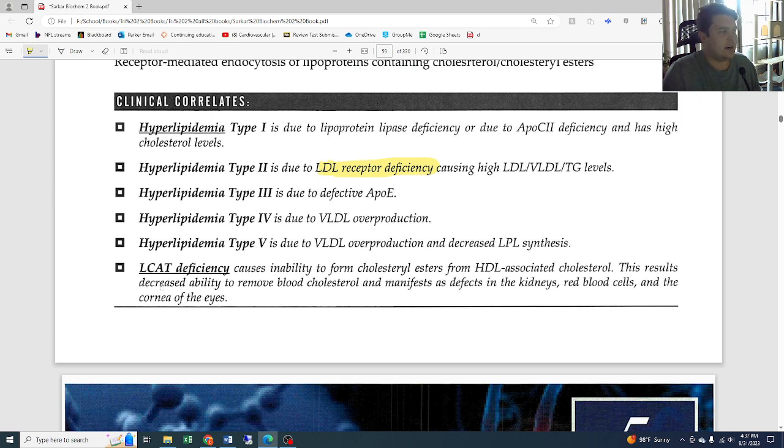We can also have LCAT deficiency, which causes an inability to form cholesterol esters from the HDL-associated cholesterol. This results in decreased ability to remove blood cholesterol and manifests as defects in the kidneys, red blood cells, and the cornea of the eyes.